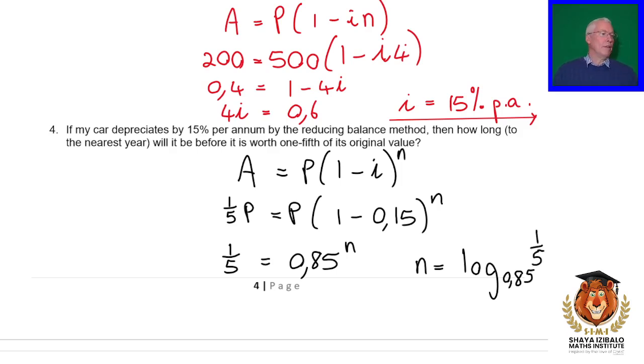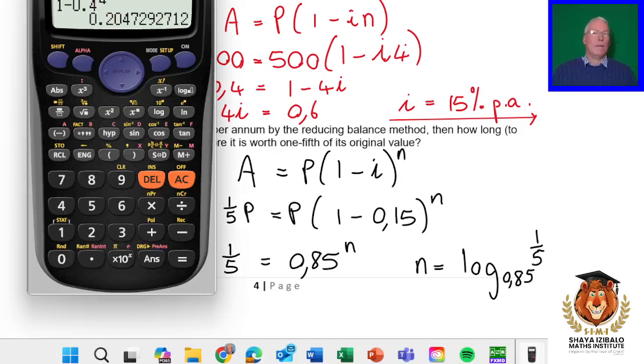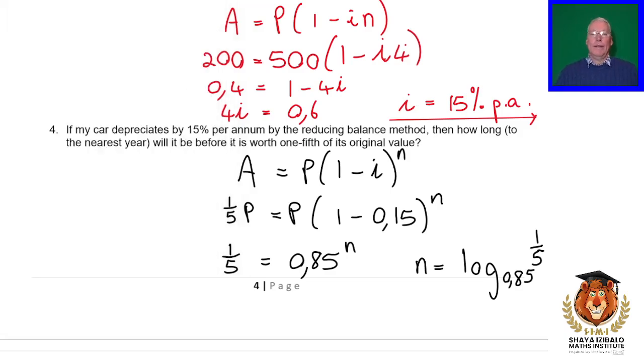Okay, let's work that out. Log 0,85 and 1/5. And we get about 9,9. It says to the nearest years, so 10 years.